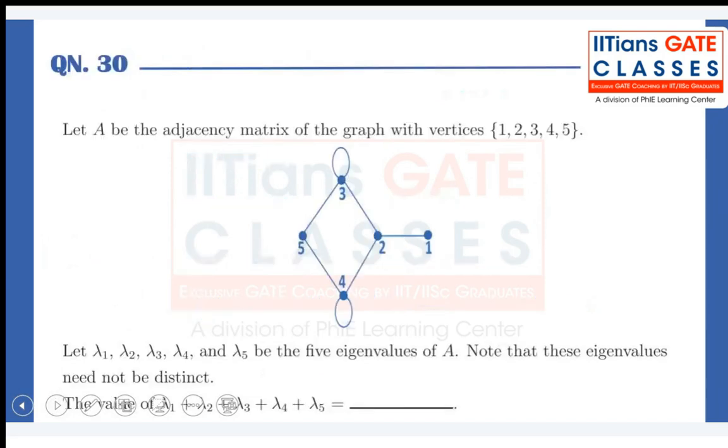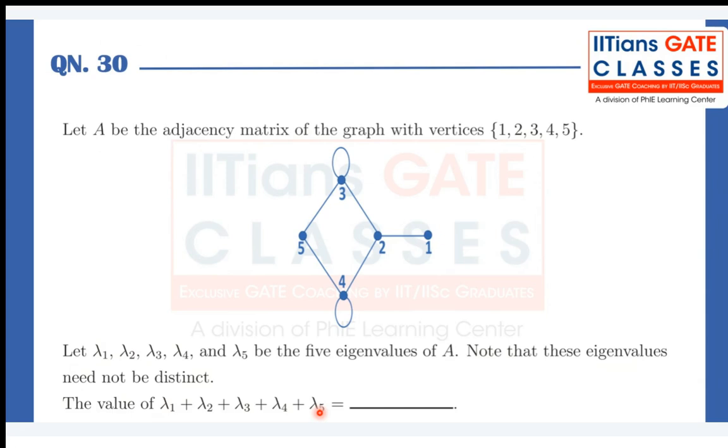Coming towards the next question. Let A be the adjacency matrix of a graph with vertices 1, 2, 3, 4, 5, and let lambda 1, lambda 2, lambda 3, lambda 4, and lambda 5 be the 5 eigenvalues of A. Note that these eigenvalues need not be distinct. That means they may not be different. Some of them can be the same. The value of lambda 1 plus lambda 2 plus lambda 3 plus lambda 4 plus lambda 5 is?